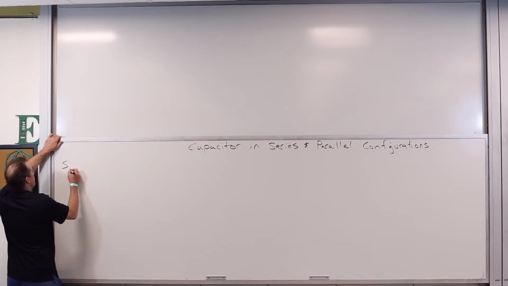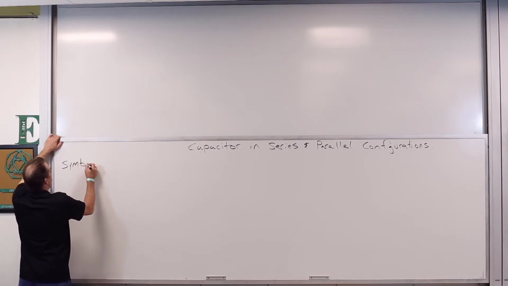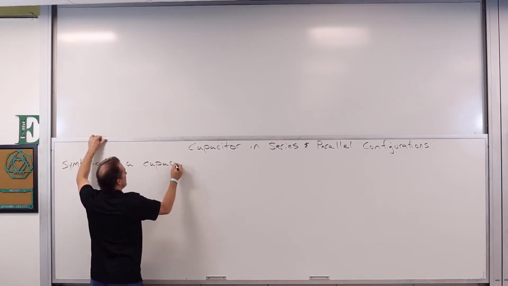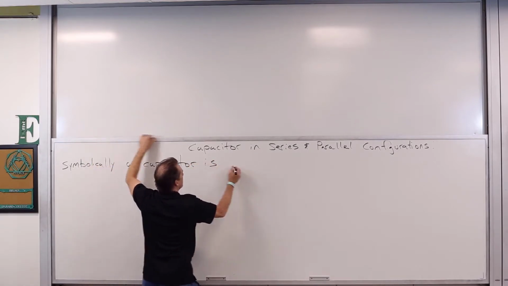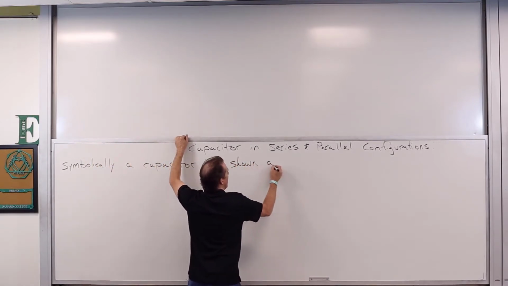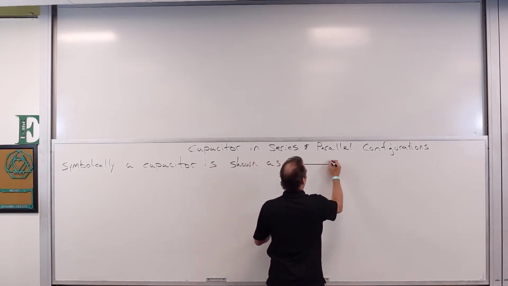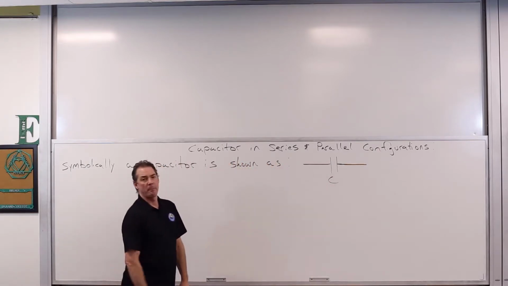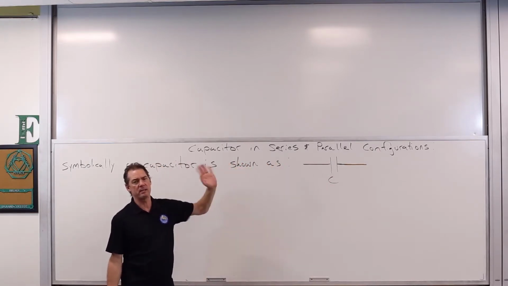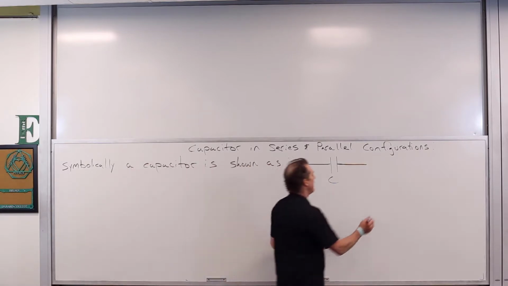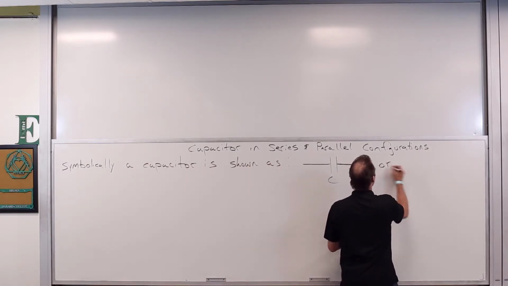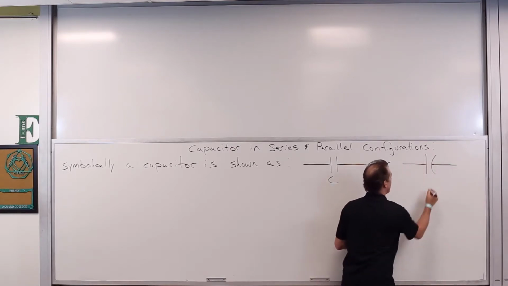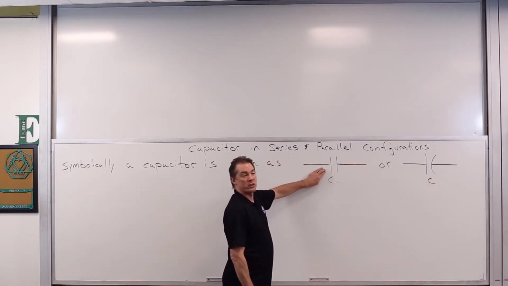So symbolically, a capacitor is shown as this. Say that it has some capacitance C. It looks like two parallel plates. This is generally how you'll see a capacitor in a circuit diagram, or you may see it like this as well. We're going to stick with this notation.